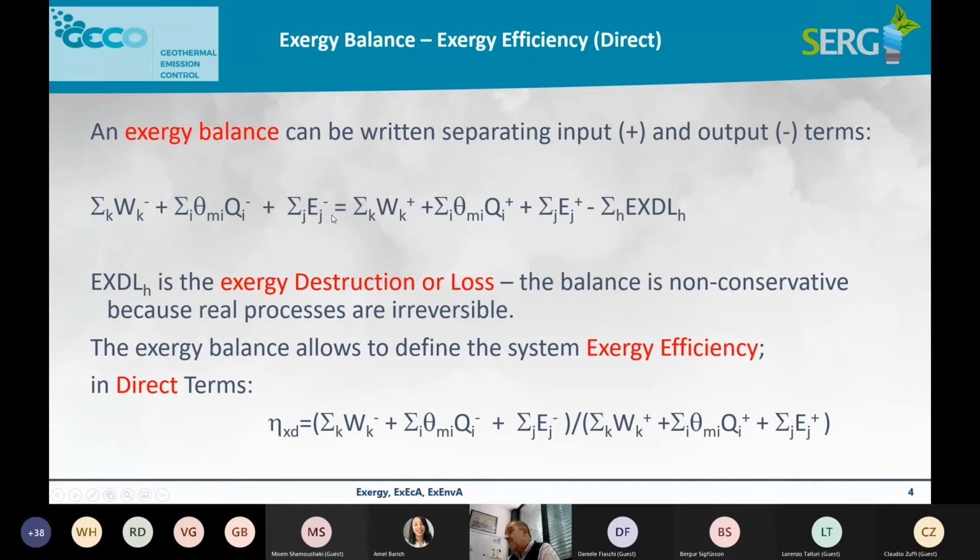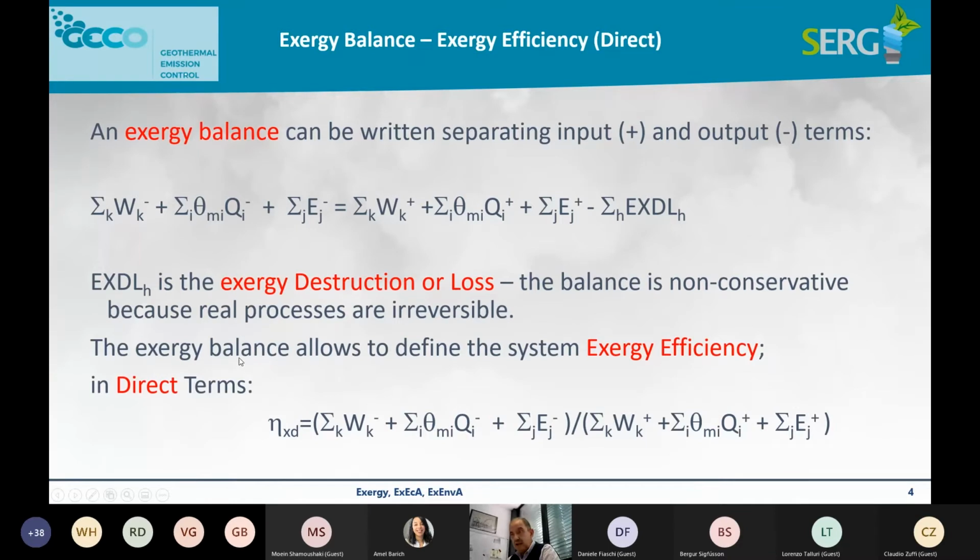And the difference between what comes out of the system and what comes in the system is the sum of all Exergy destruction and losses. We are treating both destruction and loss. I will make clear what is the difference, but please consider that the balance is essentially non-conservative. Energy is conserved, Exergy is not conserved. Actually, there is an Exergy destruction, and there are Exergy losses.